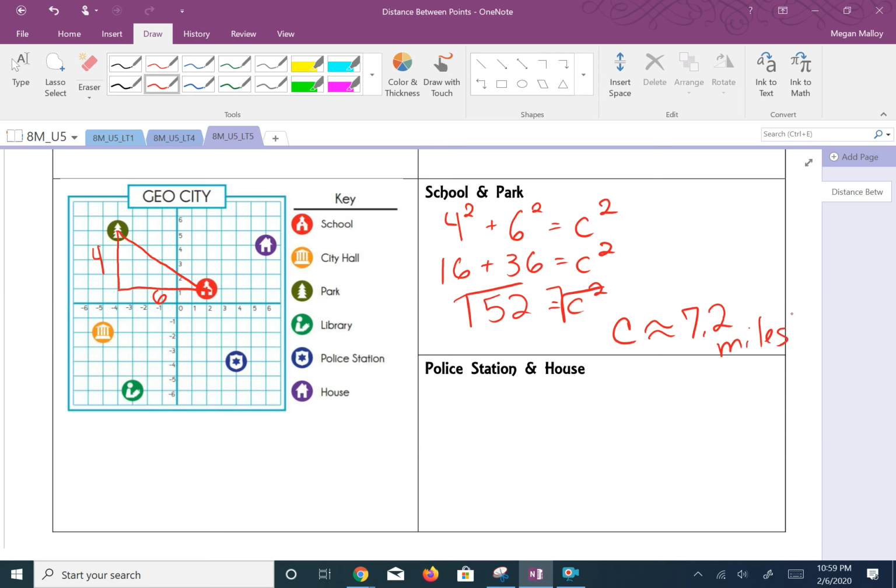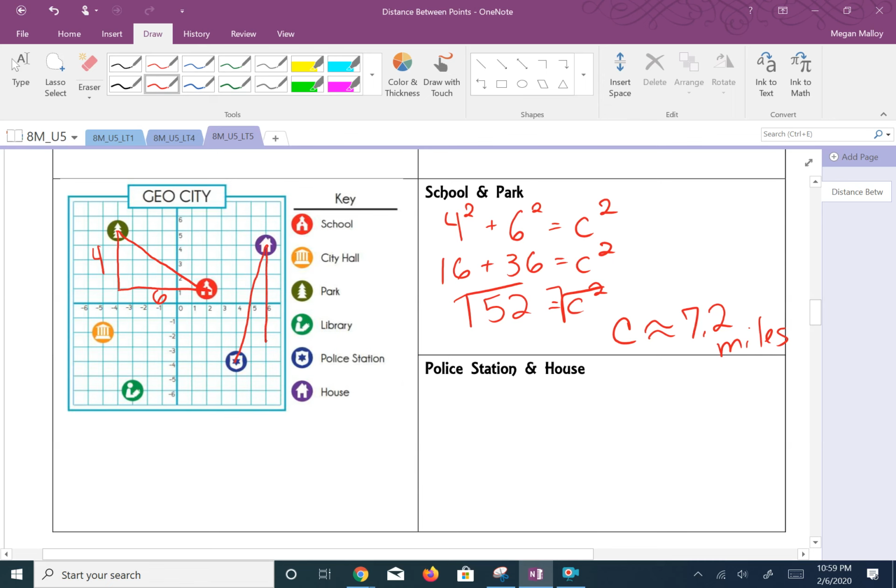Make sure you're reading the problem, but for right now we don't have to be super specific about our units since I did not specify in the directions. Okay. Our last example is from the police station to the house. So the police station is our badge here, and the house is a house. So we are going to find the diagonal distance between the two.